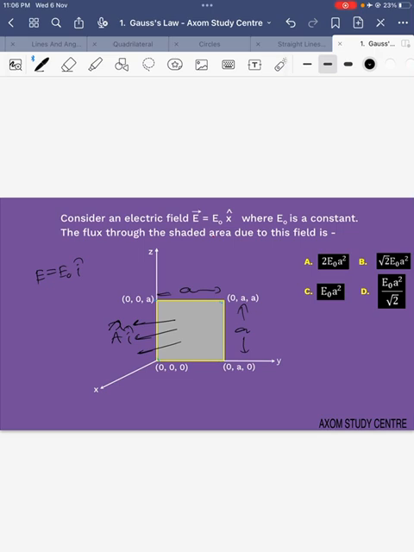Now, flux is E a cos 0. What is a? The area is a square, so the answer is E naught a square. So C is the answer.